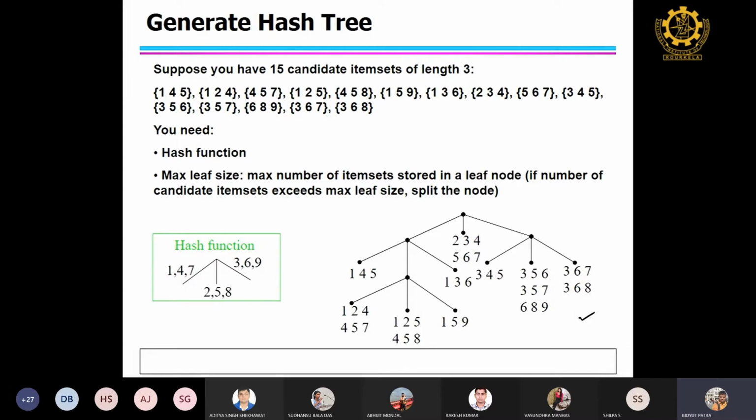So now here the hash function is on the left side. You can see the hash function on the left side. What is that? There are 3 children here on the root, and it is using the mod 3 function.